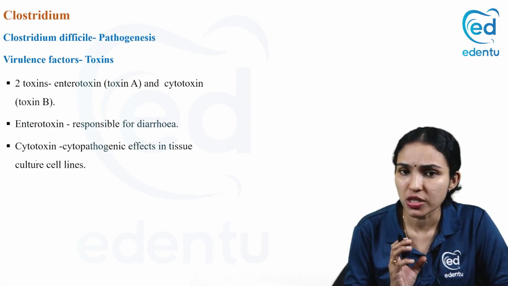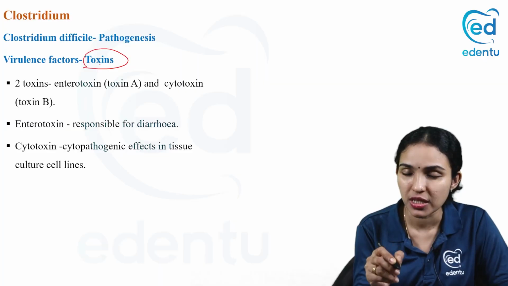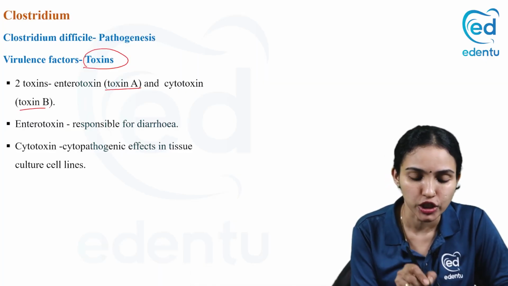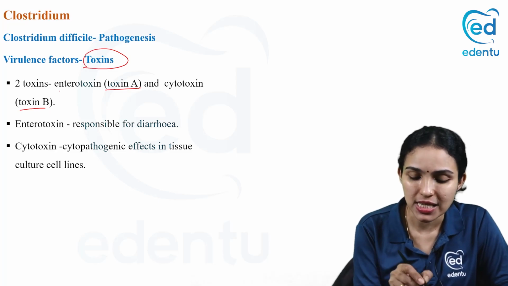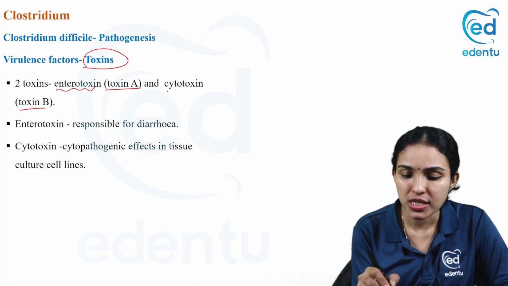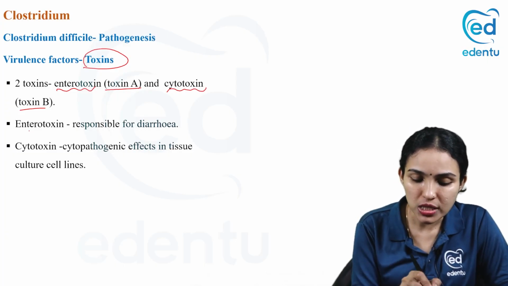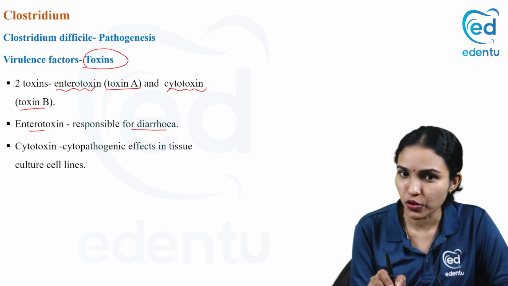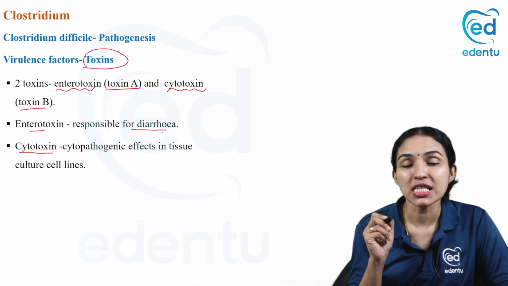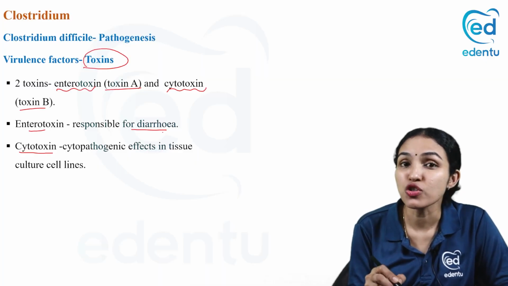Now, coming to the pathogenesis and virulence factors, like any other Clostridia, this is also toxin producing. And what are the two types of toxin that difficile produces? It produces toxin A and toxin B. Toxin A is an enterotoxin which acts in the intestine causing diarrhea, and toxin B is a cytotoxin which can cause destruction of the cells. So toxin A, enterotoxin, is responsible for diarrhea, and toxin B, cytotoxin, is responsible for the cytopathogenic effects of this bacteria, leading to pseudomembrane formation.